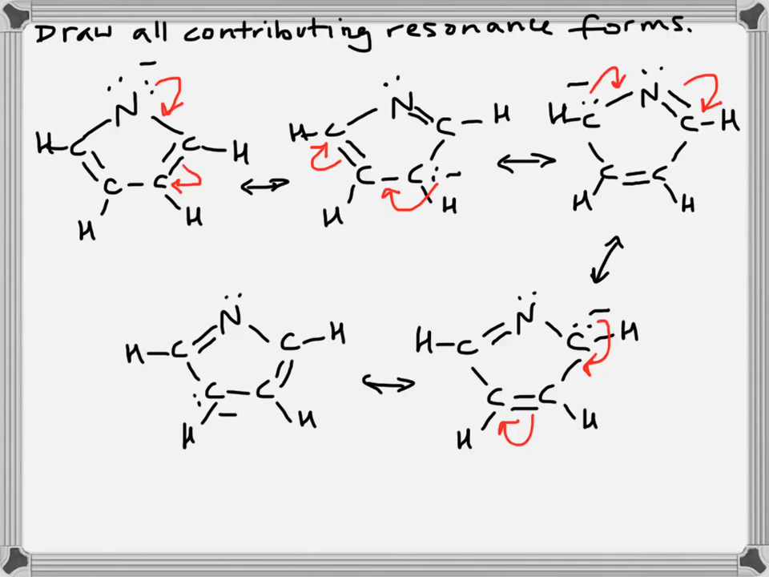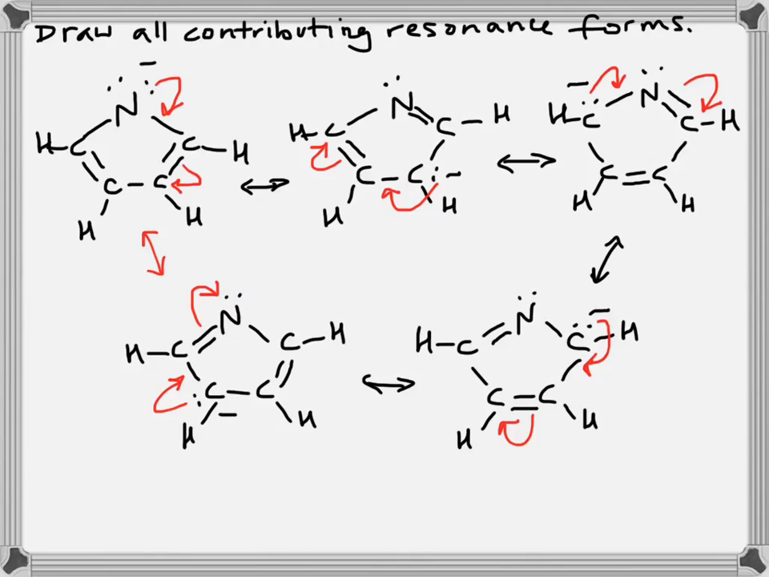And if I did one last resonance with this final allylic lone pair, you'll see that it's going to actually bring me back to my original. Lone pair becomes a pi bond becomes a lone pair. It brings me back to my original resonance form. So there's actually 5 total resonance forms. You can see that the negative charge is completely delocalized in this case over all 5 atoms in the ring.